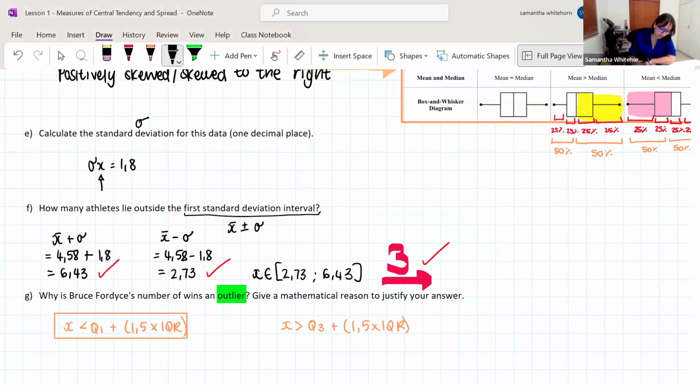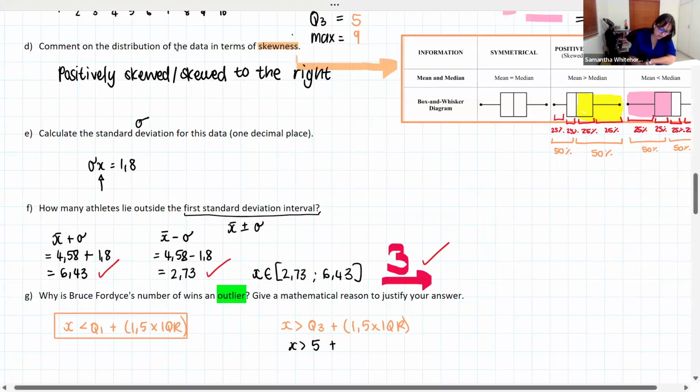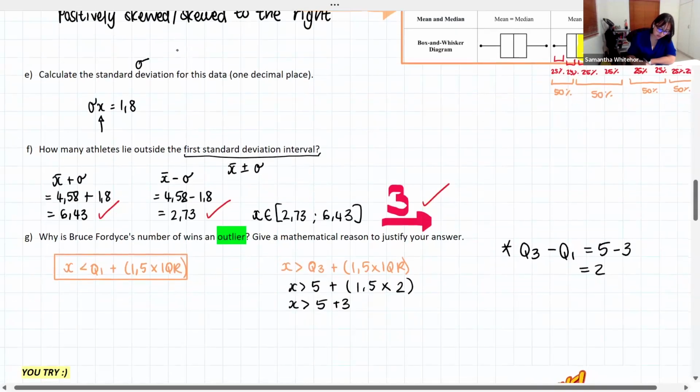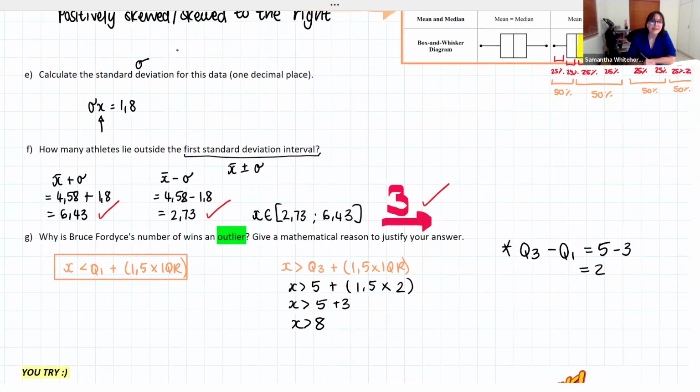So Q3, we already know, is 5, and we want 1.5 times our IQR. Remember, Q3 was 5, Q1 was 3, so we're saying 5 minus 3. So our IQR is 2. There's a difference of 2 wins between Q3 and Q1. 2 times 1.5 is 3. So 5 plus 3, which is 8. So essentially, any X values, number of wins, more than 8 are outliers.